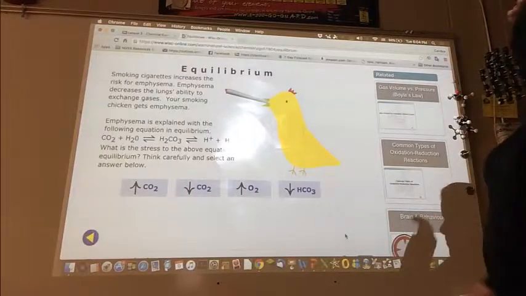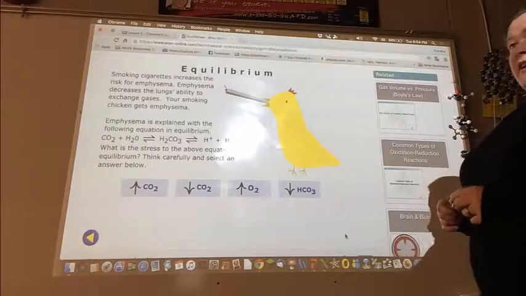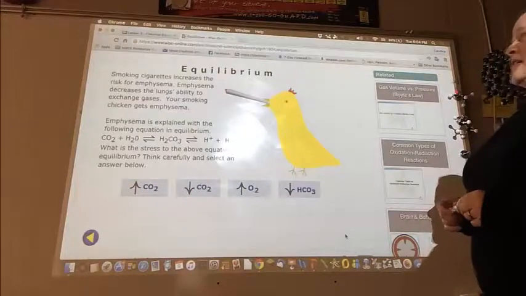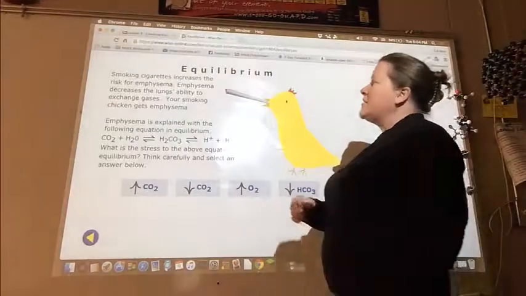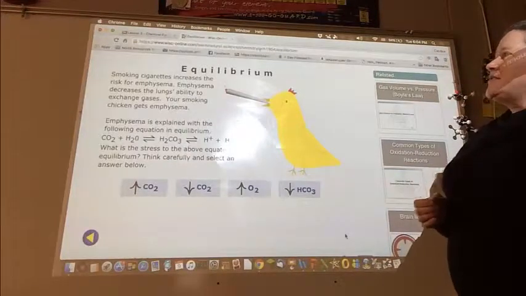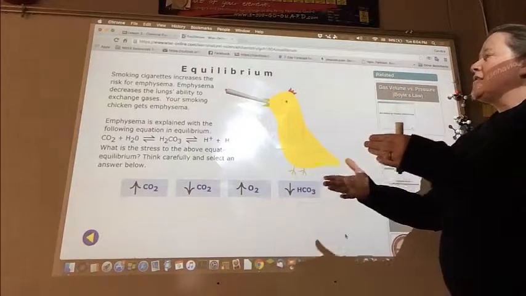I don't know if any of you are smokers or have been, I'm thankfully not, but many people in my family are addicted to it, and it's really hard to not be addicted. So smoking cigarettes increases emphysema, and that decreases the lungs' ability to exchange gases.